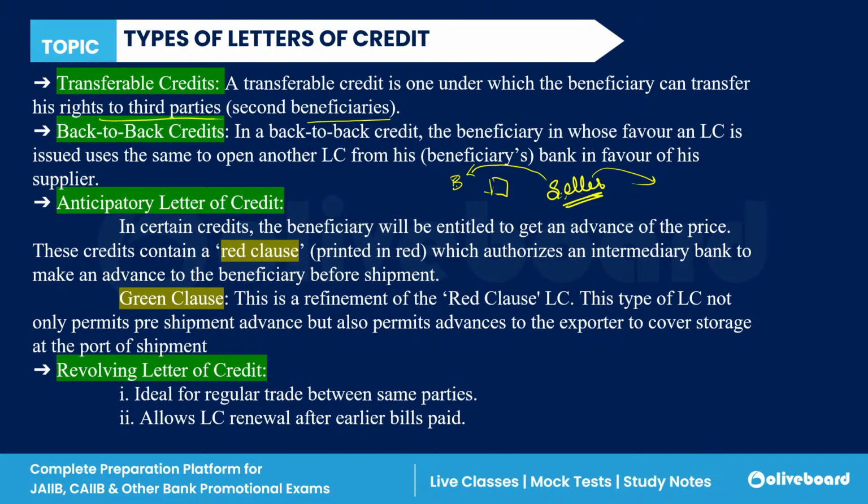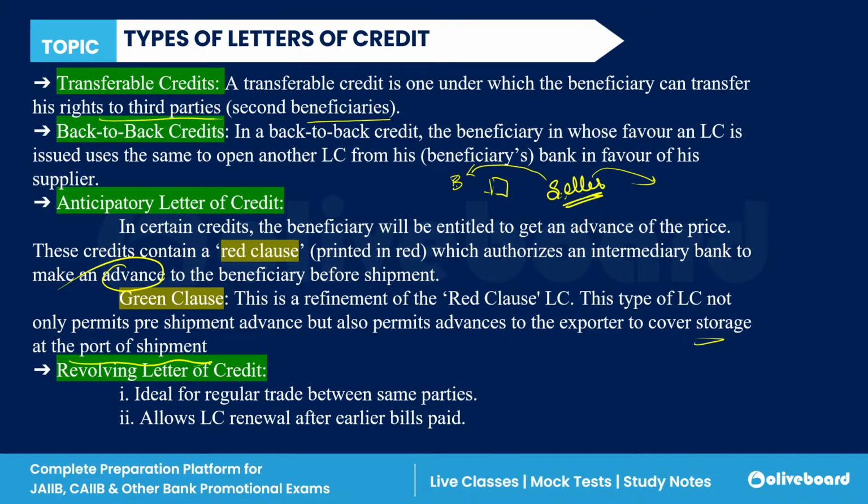Anticipatory letter of credit, in which the beneficiary, meaning the seller, is entitled to have some advance before the shipment. Now, there is a green clause in which you will receive the advance, plus you will receive some extra cost to cover the storage and the shipment port, right?